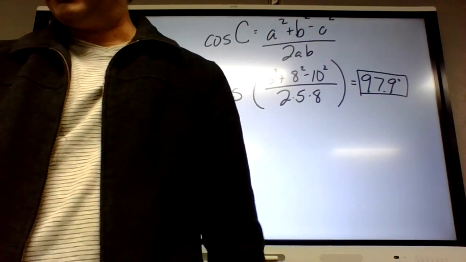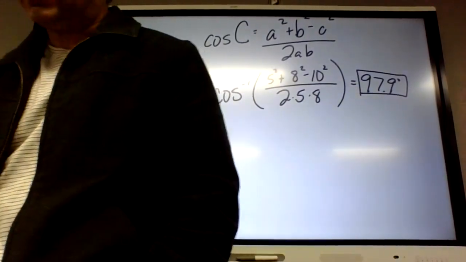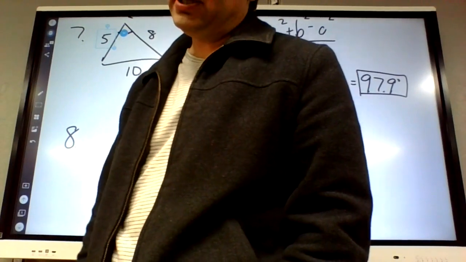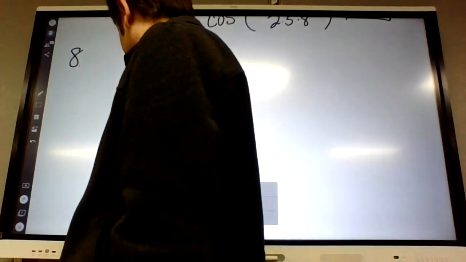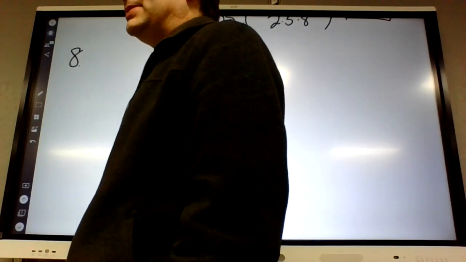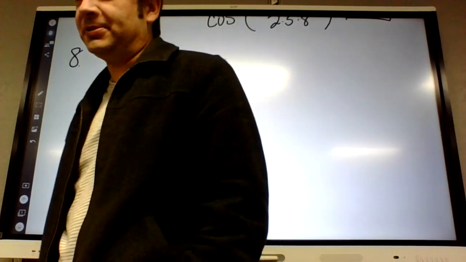All right, number 8. 2 hikers follow a trail that splits into 2 forks. Each hiker takes a dip. Why don't you guys try and draw this? It's just lines. There are no pictures.